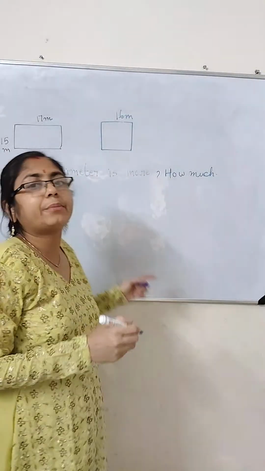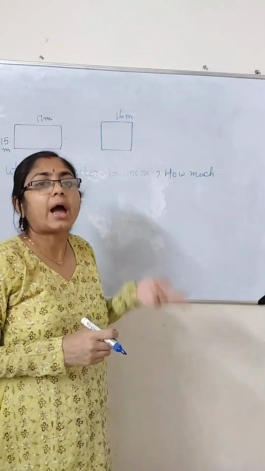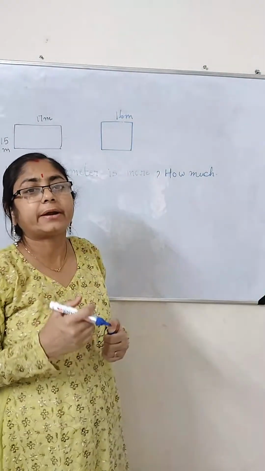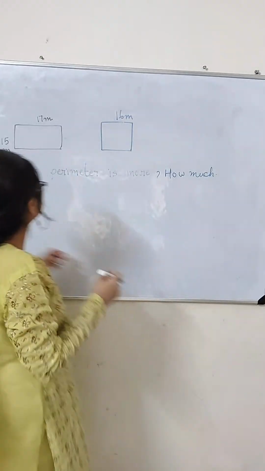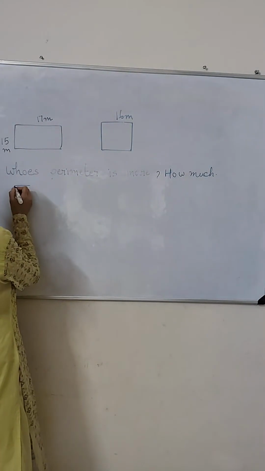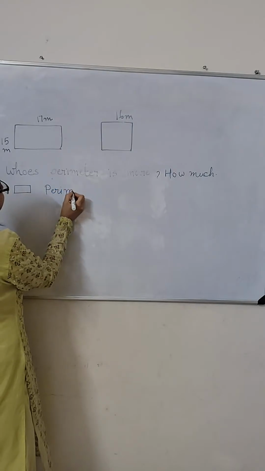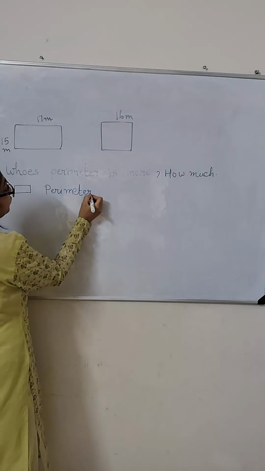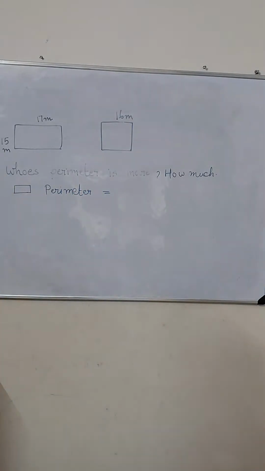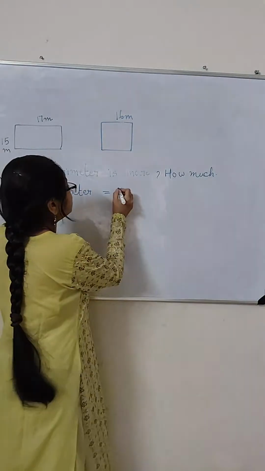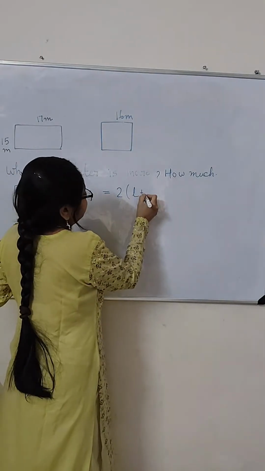In your book, this type of math is not there. In that math, you apply two formulas. So what is the first formula? First, you find out the perimeter of the rectangle. So, rectangle perimeter. What is the rectangle perimeter? First write the formula. It is 2 into (L plus B).